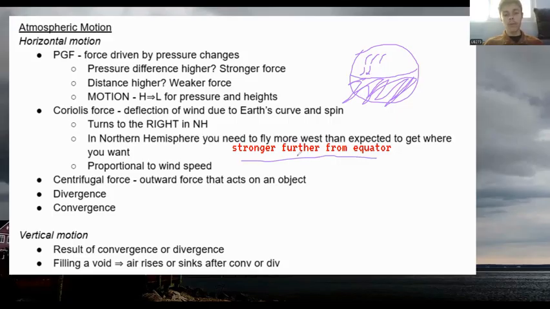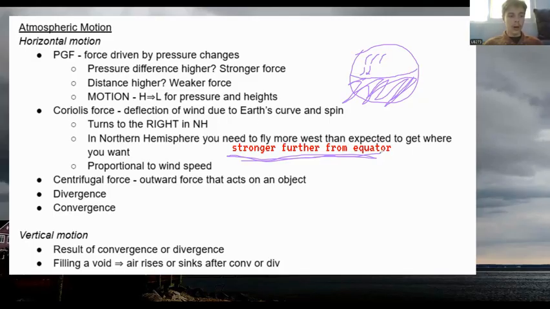But it is stronger the further you get from the equator. For me, it was very curved as I was first leaving Los Angeles, but as I got closer to the equator, it was a little bit more straight. But then the Coriolis effect grows as I went further south, heading towards Australia. And it's also going to be proportional to the wind speed. So what that means is if the wind is blowing faster, there's more Coriolis force. If it's not going as fast, there's not as much Coriolis force.